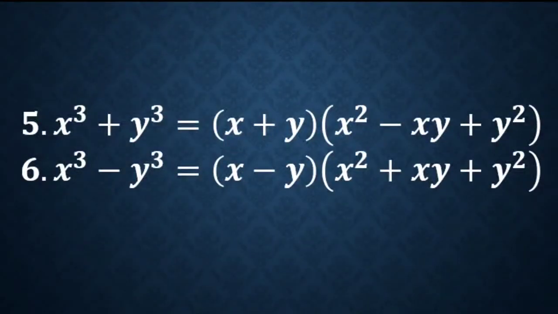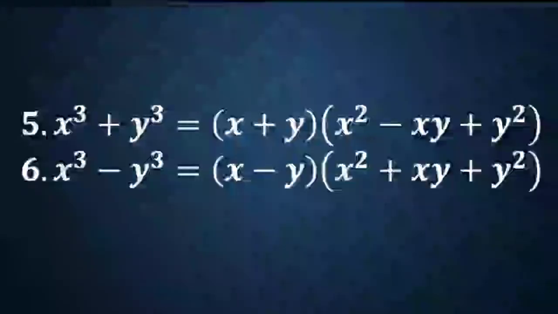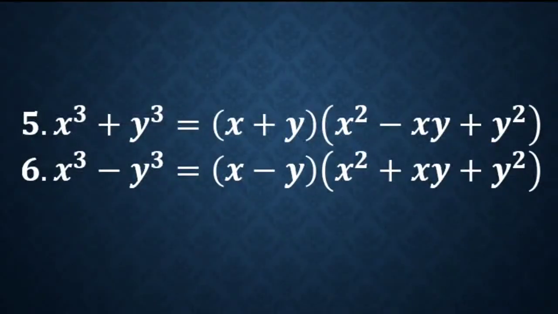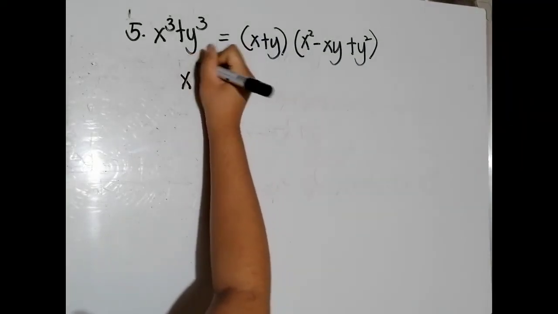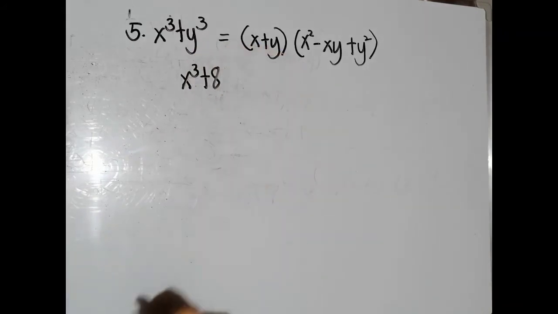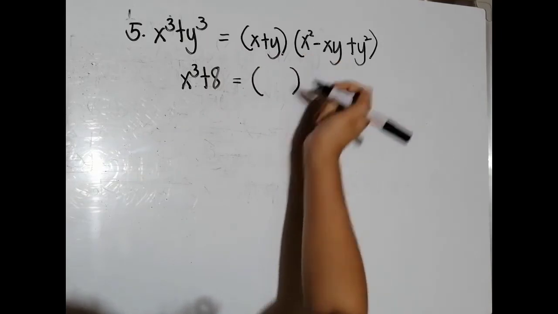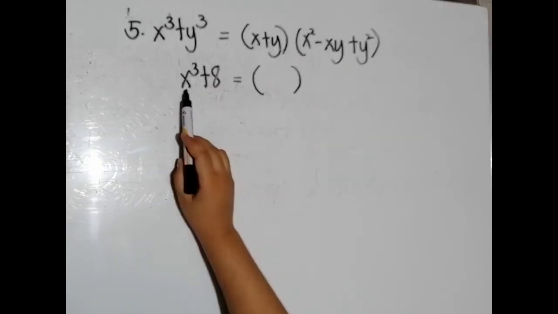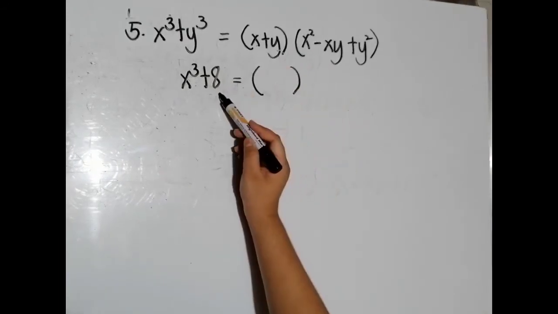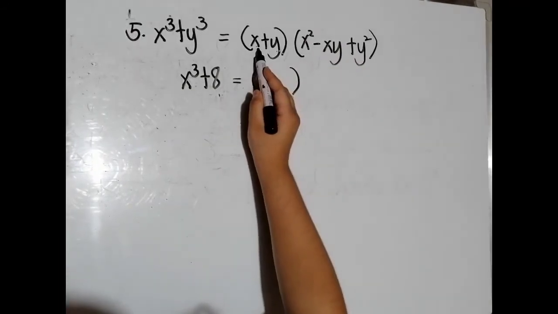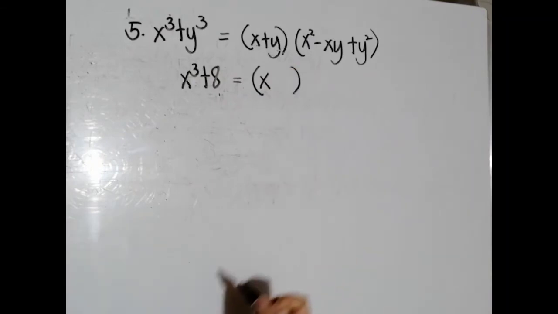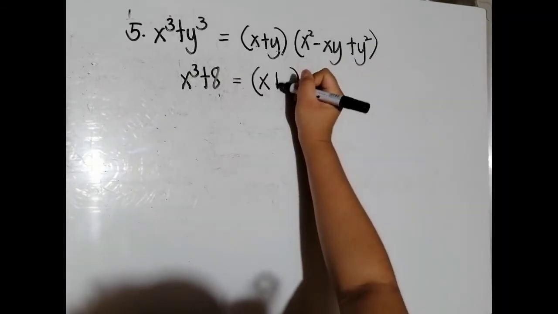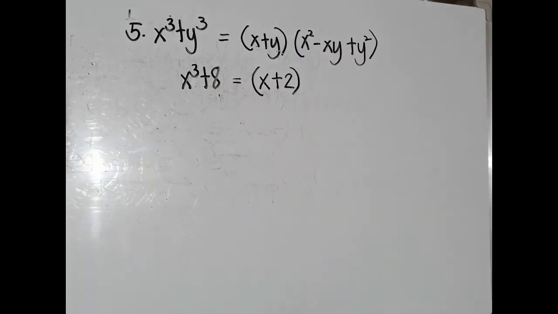How about the cube? Especially this x cubed plus y cubed and x cubed minus y cubed. Let us discuss how to factor it. First, we will be having the example x cubed plus 8. Okay, this is a perfect cube. First, you need to get the value of x and y based on the pattern by getting the cube root of the given example. The cube root of x cubed is of course x, and the cube root of 8 is 2.